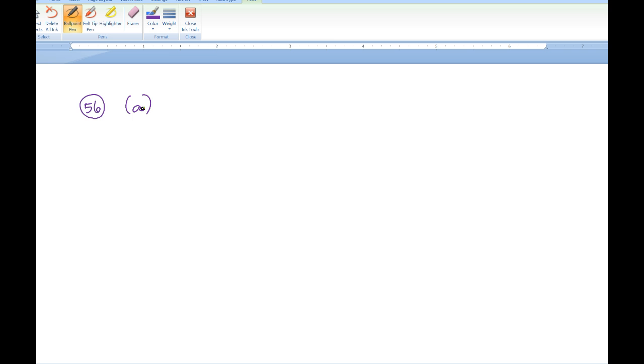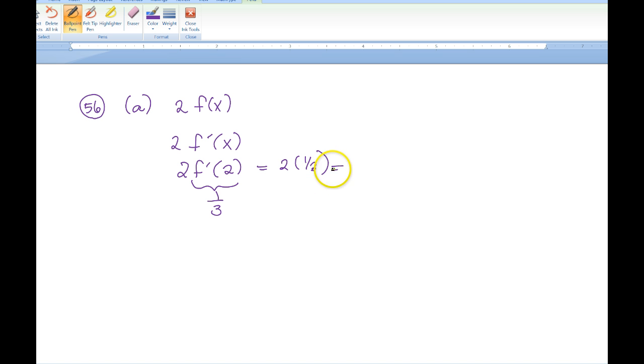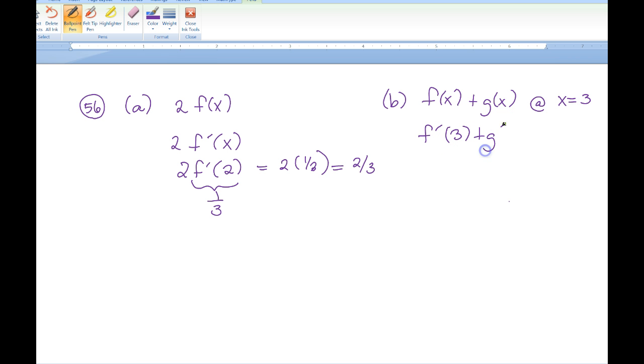values to plug in. But if you have 2 times f of x, the derivative is just going to be 2 f prime of x. So 2 f prime of 2. We said that was 1/3, so it's 2 times 1/3, which is 2/3. Good? For B, B is f of x plus g of x at x equals 3. So it's going to be f prime of 3 plus g prime of 3. You're just putting in values, so f prime of 3 is 2 pi.